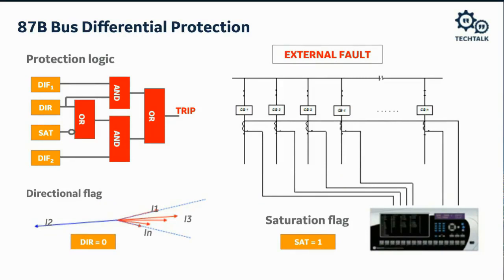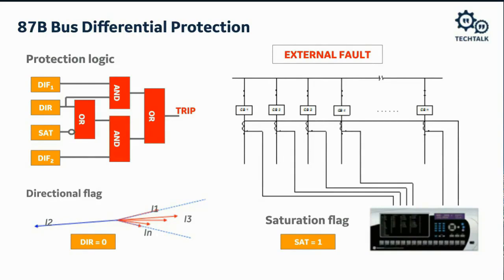then we will say, hey, my CT directional elements are not indicating an internal fault. So if I have a differential operation in zone 1, I will not operate because my directional flag has not been set.